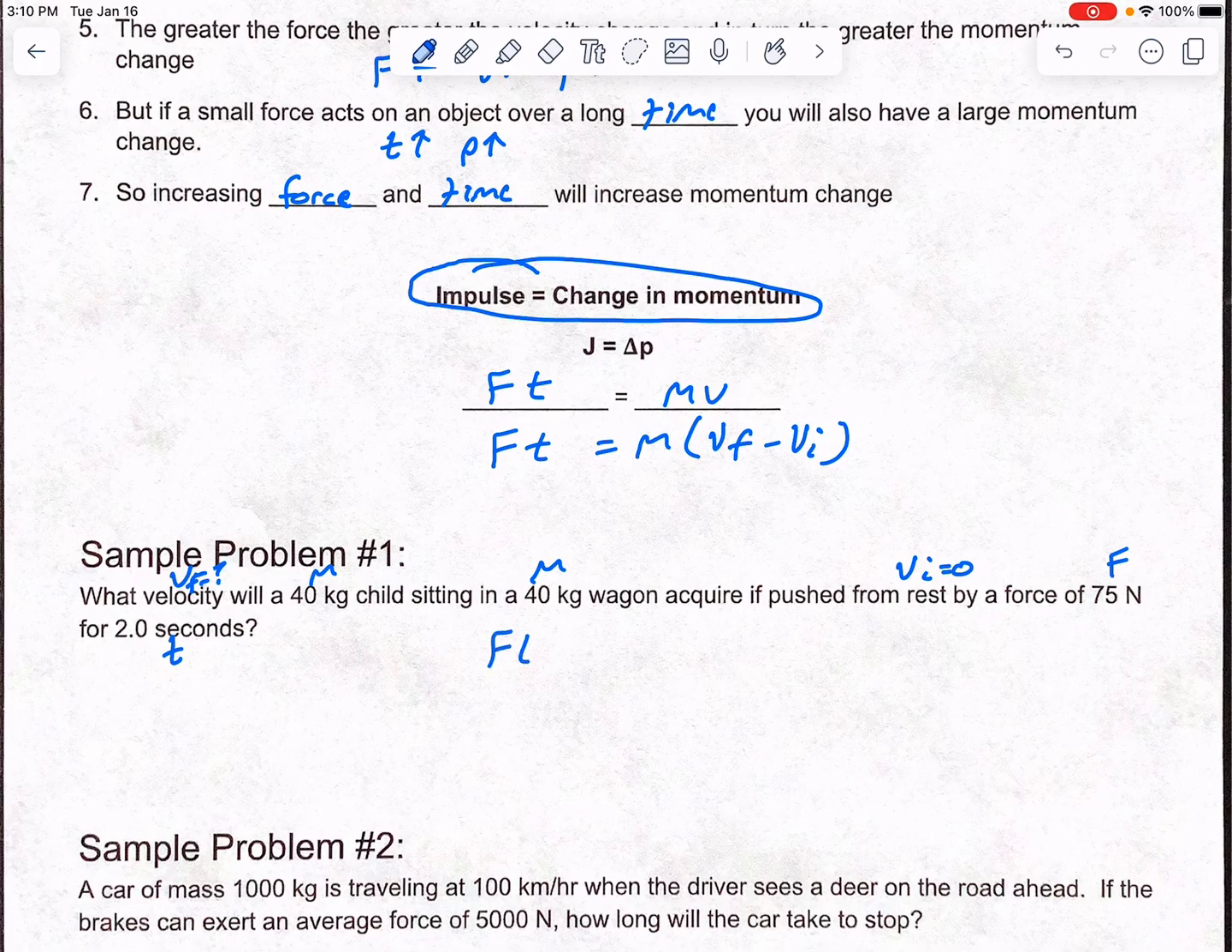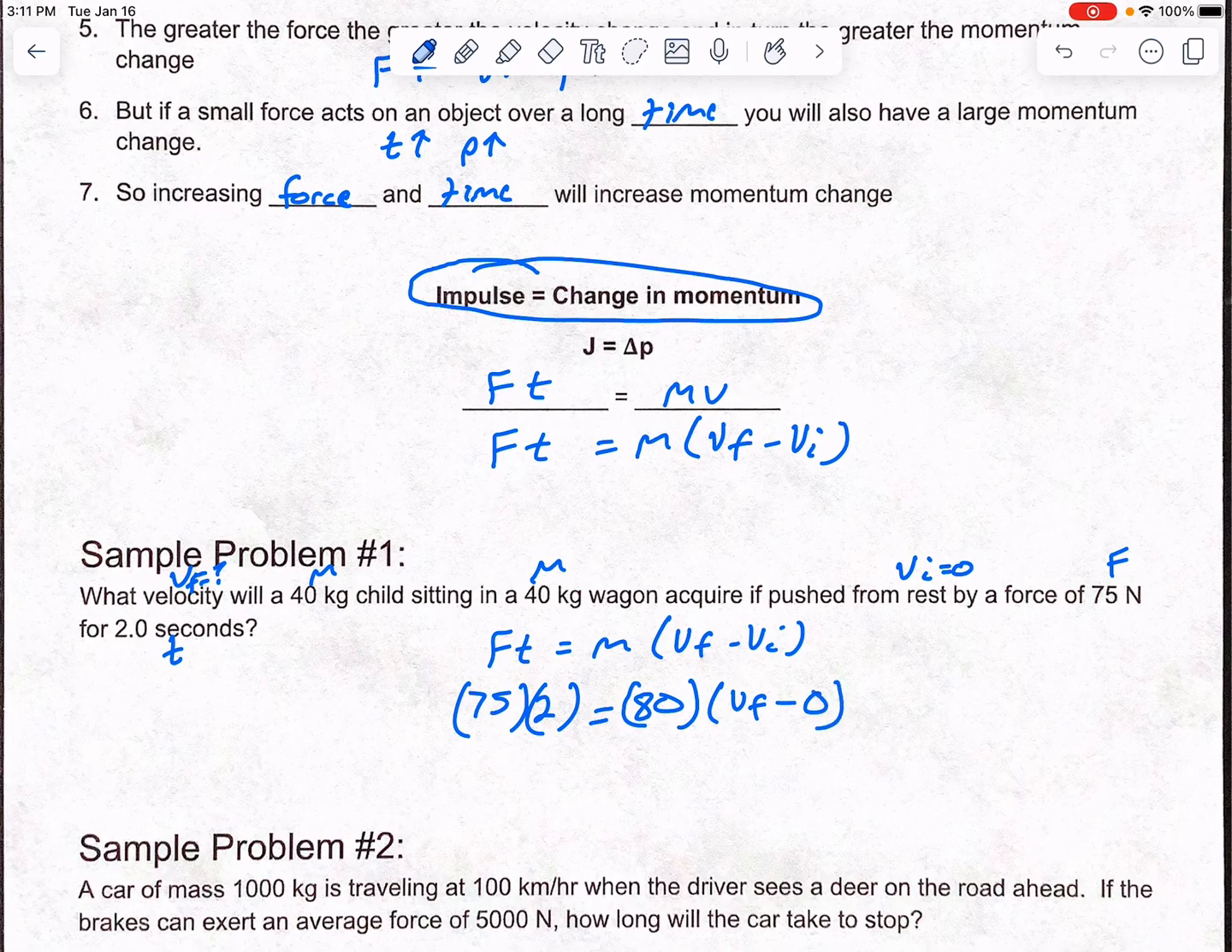So we're going to do F times t equals mass times (vf minus vi). My force is 75 newtons, time is 2 seconds, equals mass. The 40-kilogram child in the 40-kilogram wagon is going to be 80 kilograms. Your vf we don't know, and vi is 0, so vf minus 0. All you're doing is solving for vf. Your final velocity is going to come out to be 1.88 meters per second, and there's your answer for that one.